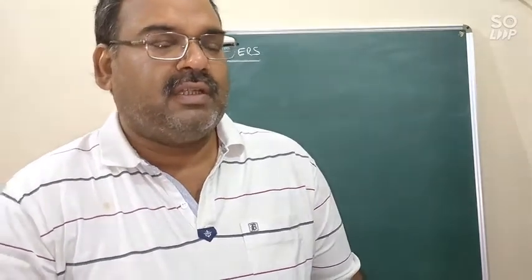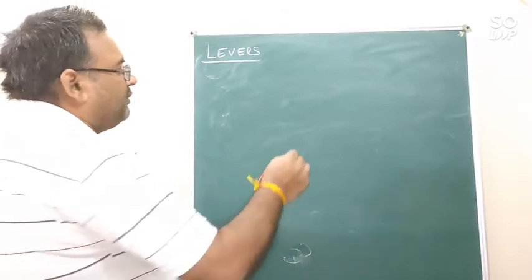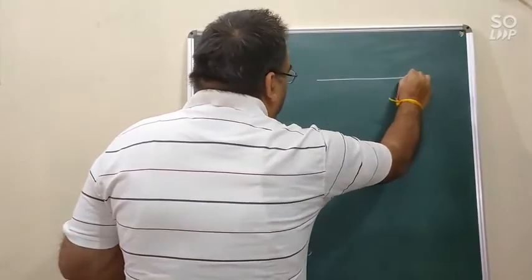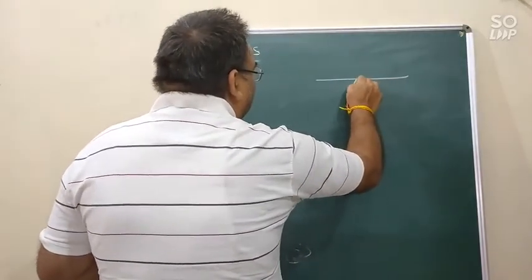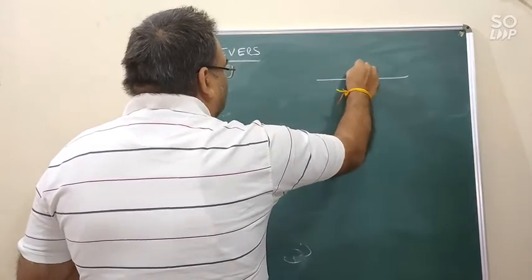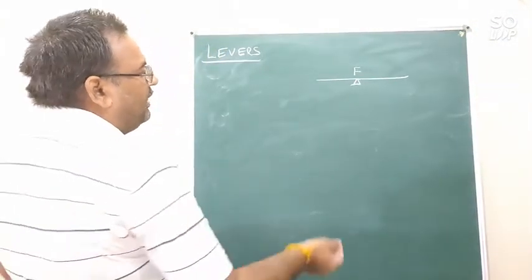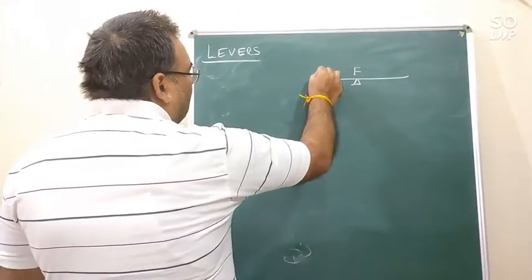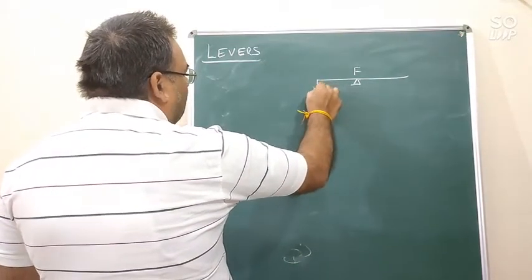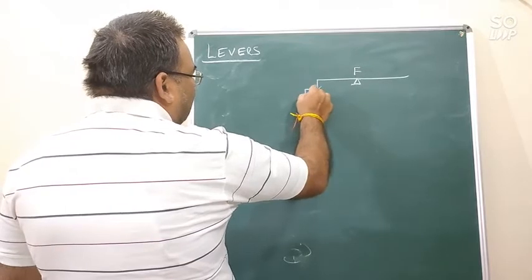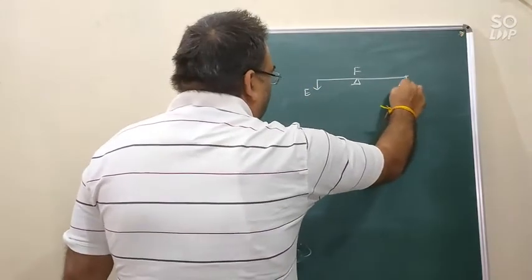Since I have told you that a lever is a bar which is capable of rotating about a fixed point, let us take the fixed point. This fixed point is known as the fulcrum. And there are two forces acting at the extreme ends. One is effort, and another one is load.